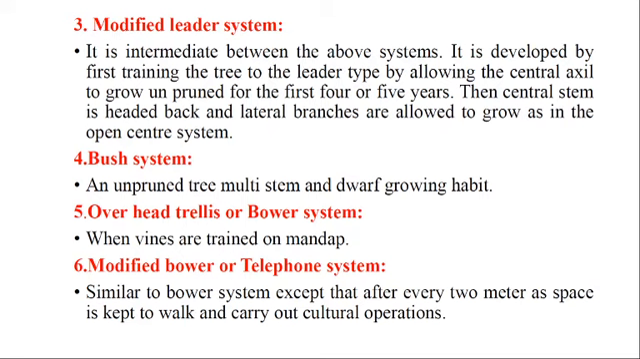Overhead trellis is used when vines are trained, or the mandap which is formed with the help of this overhead trellis. Modified bower is similar to the bower system, except after every 2 meters a space is kept to walk and carry out the cultural operations. That is the modified bower system. These are the total 6 systems of training.